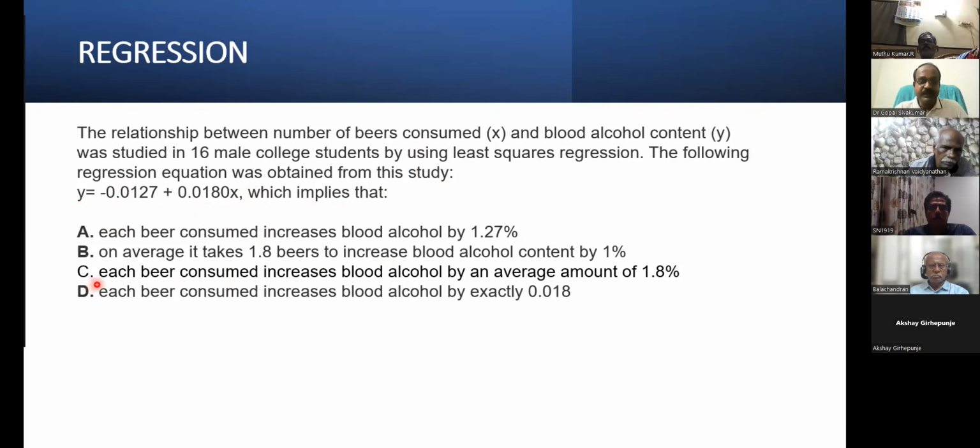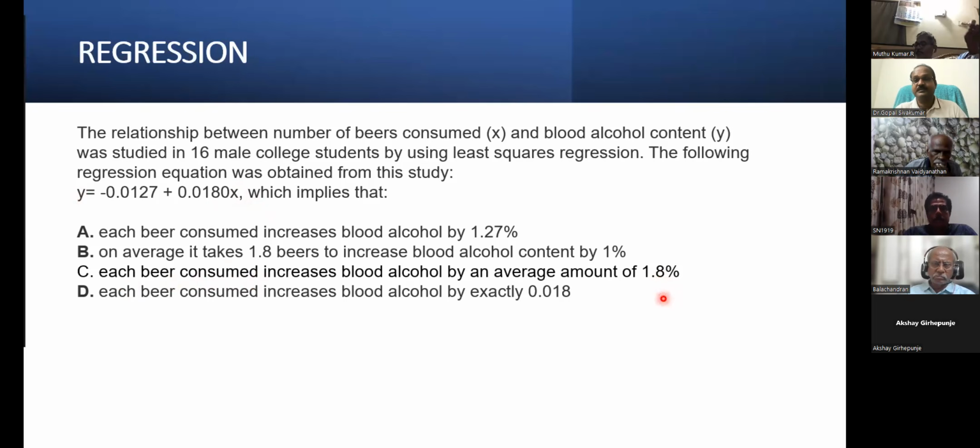Straight away I'll come here. Each beer consumed will increase the blood alcohol by an average amount of 1.8%. You know where this 1.8% is coming from? 0.018. What is this 0.018? It is the regression coefficient. Every regression coefficient helps you understand the change in y you can expect for a unit change in your x variable. Every extra beer you consume will increase the blood alcohol by an extra 1.8%.